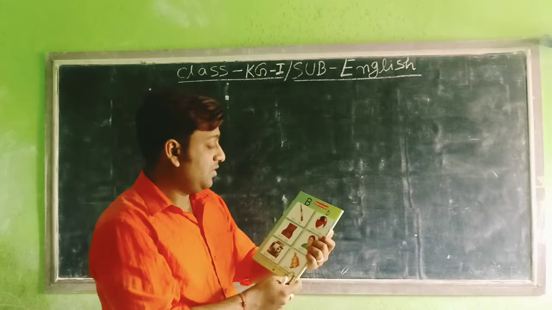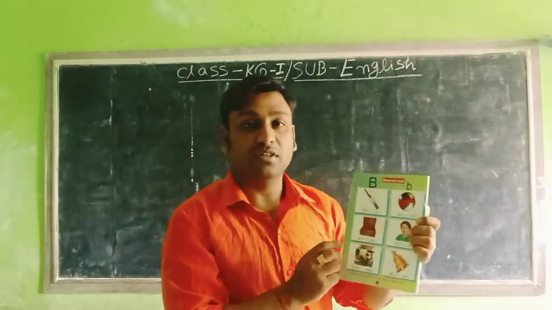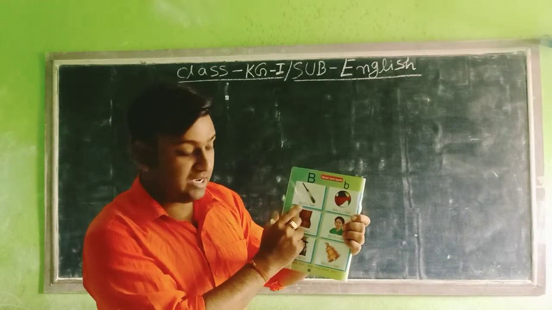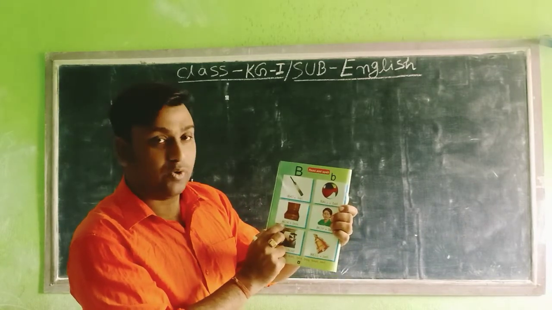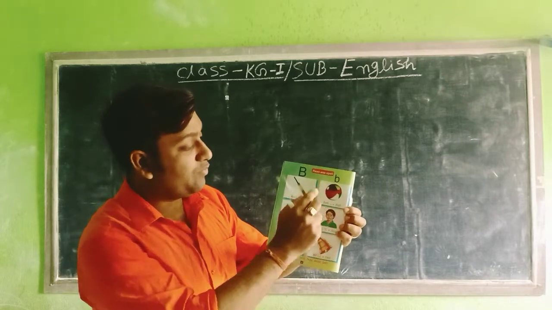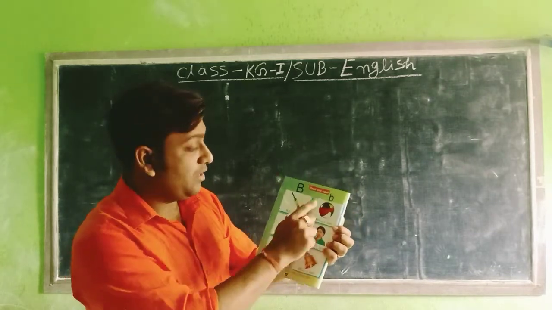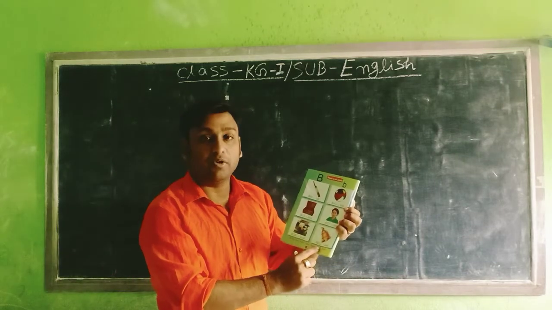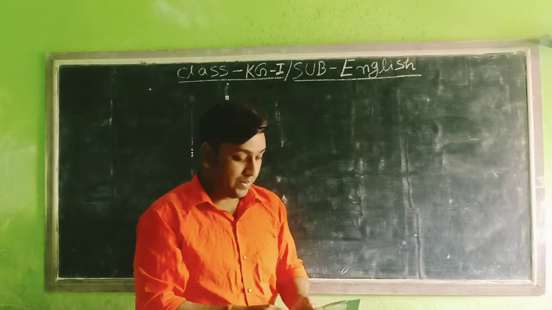Okay, so here are some words that begin with B. B for bat. B for box. B for boat. B for ball. B for boy. B for bell. Okay.